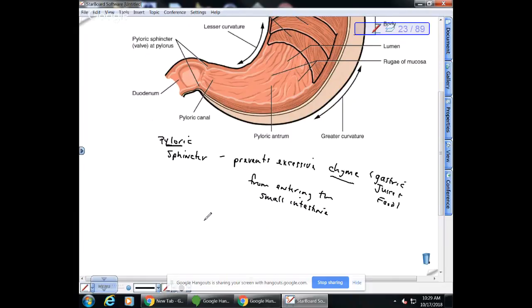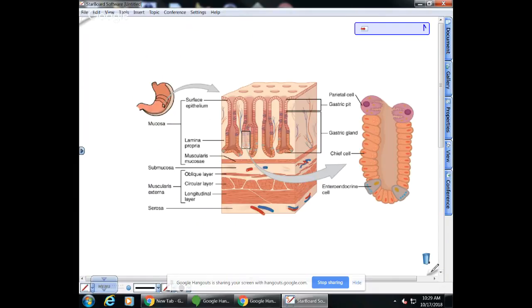Okay, so if we look at these gastric pits, this is in the mucosa. You'll notice that the mucosa is lined by that simple columnar epithelial tissue. Here we have the parietal cells producing lots of hydrochloric acid. Notice that it's located up near the lumen, because you don't want the hydrochloric acid to destroy the cells that are lining the gastric pits.